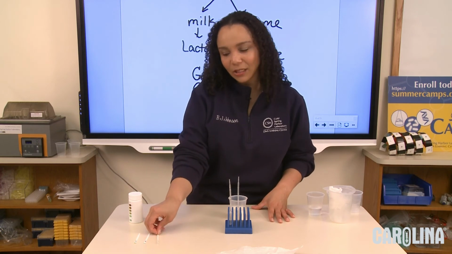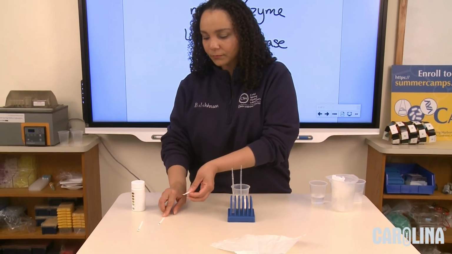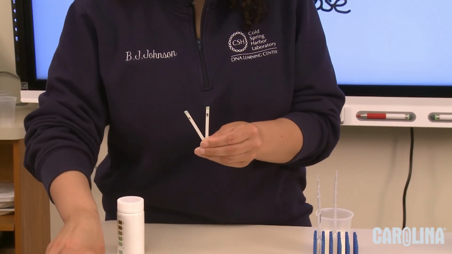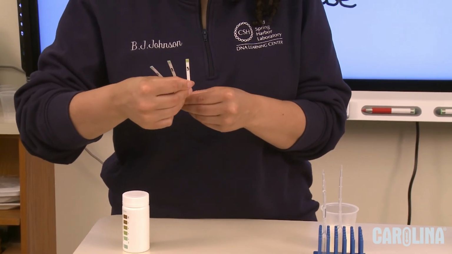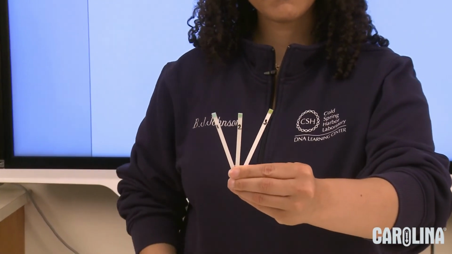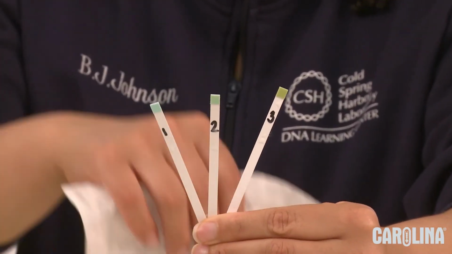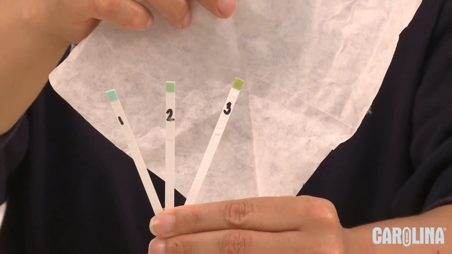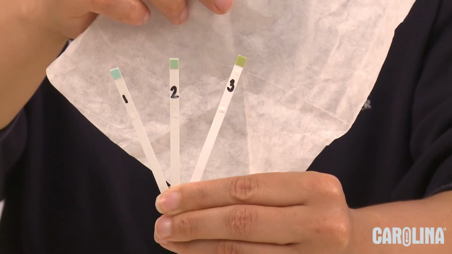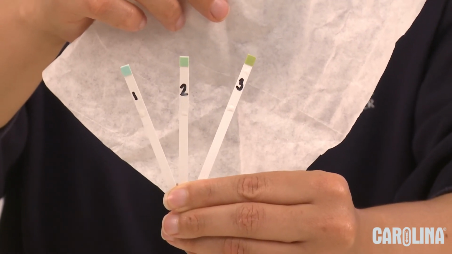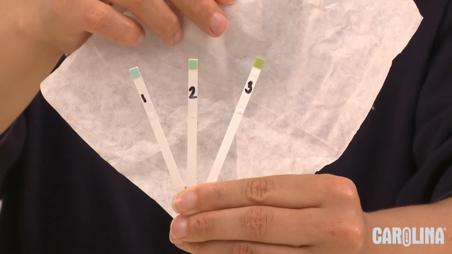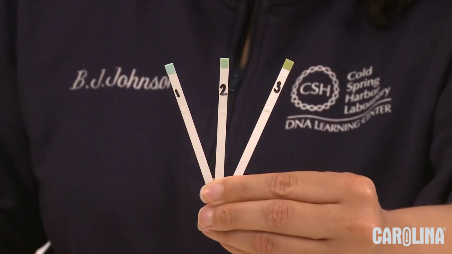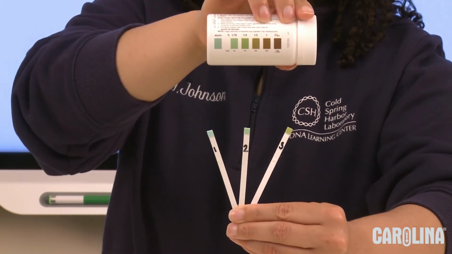So now let's take a look. Strip 1, strip 2, strip 3. Now you can see how strip 1 is lighter than strip 2 and lighter than strip 3. So what does that mean? It means that even though there was not glucose in the milk before, it is now. Our lactase is working.